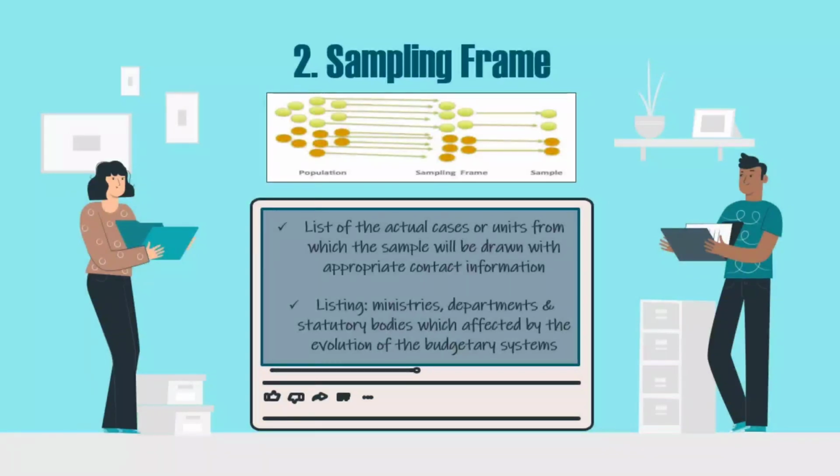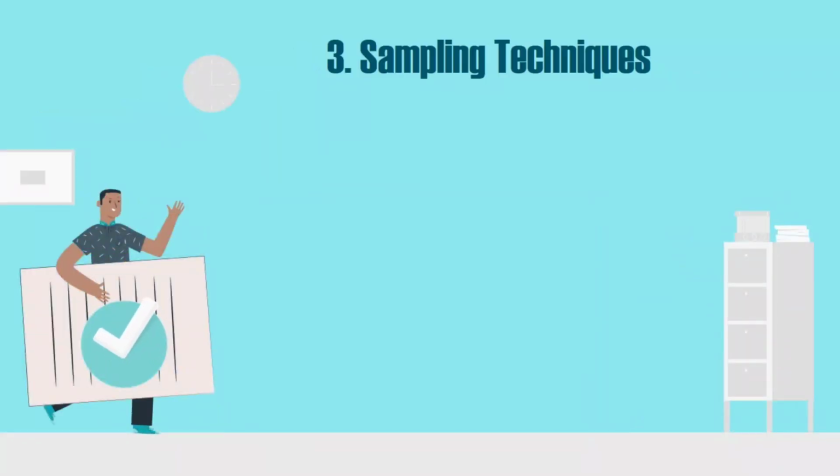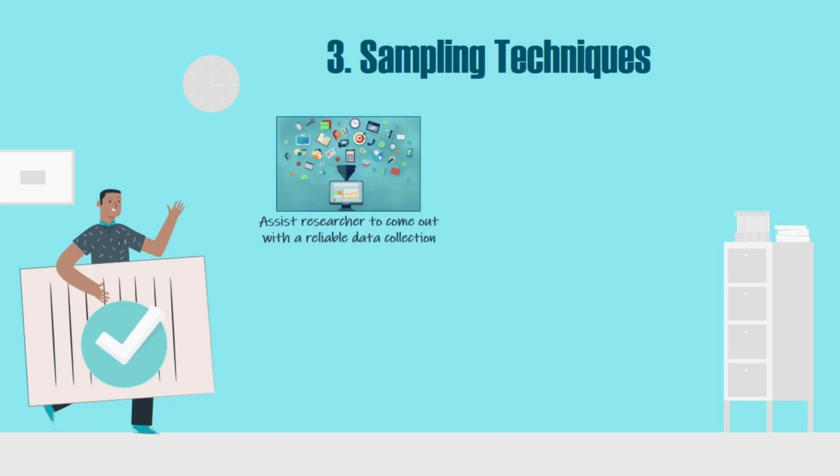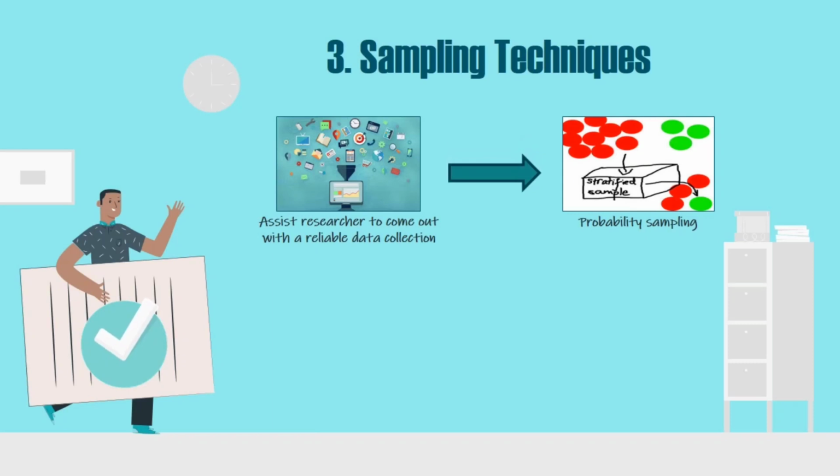In this study, the sampling frame may be a listing of the organizations under the public sector, including ministries, departments, and statutory bodies that will be affected by the evolution of the budgetary systems. Choosing appropriate sampling techniques assists researchers to come up with reliable data collection. In this study, the stratified sampling technique under probability sampling has been used.